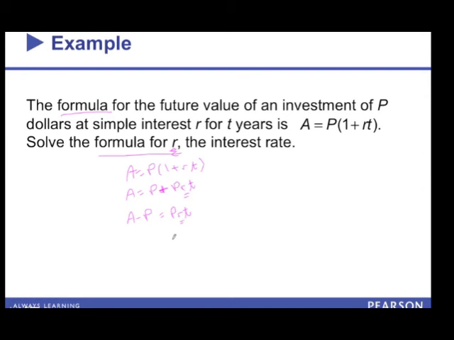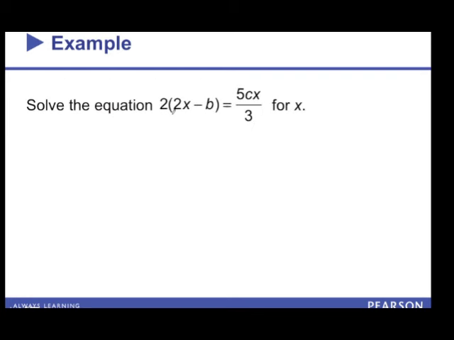And we want the R by itself, so we have to divide both sides by PT. So R equals A minus P divided by PT. And this is solving the formula for the interest rate R. Here we have another equation that has more than one letter in it. We're going to solve this equation for X.